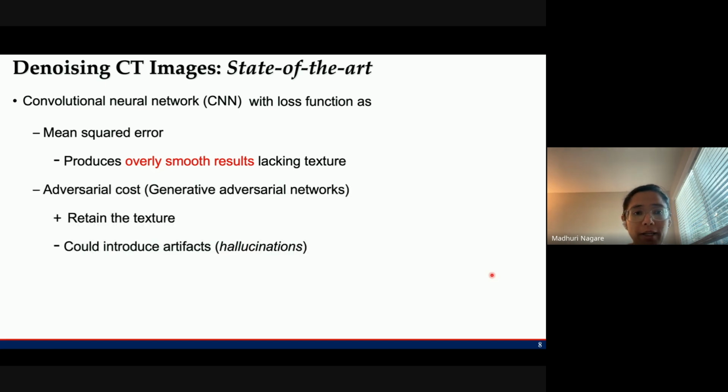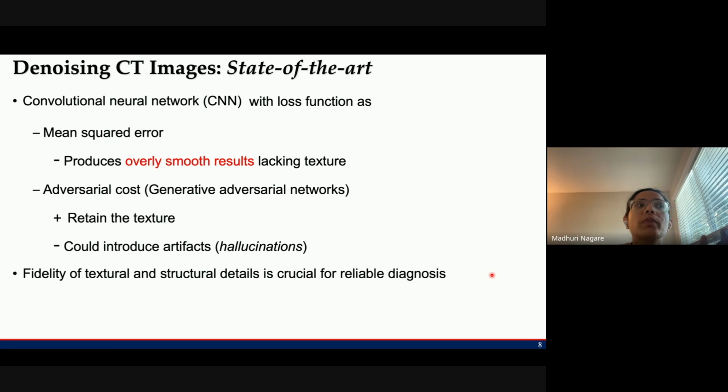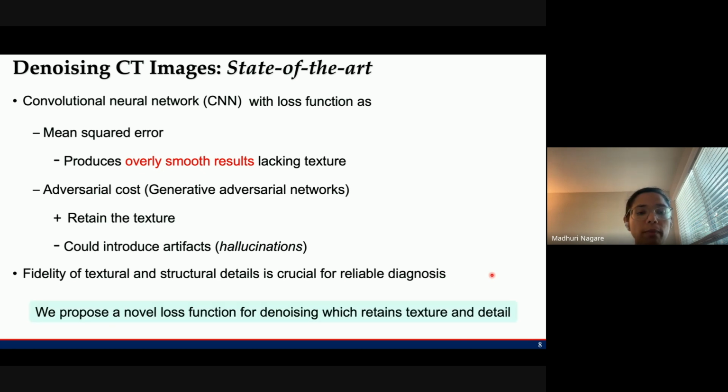One method to achieve better texture is the adversarial cost, or GANs. They can retain texture, but they could also introduce artifacts because of hallucinations. And this is medical CT, so we cannot have any hallucination or artifacts in images because that could have a potential impact on patients. So the fidelity of texture or structural detail is very important for reliable diagnosis. So GANs are not a solution for medical CT. So we first propose a novel loss function with which we can retain texture and detail.